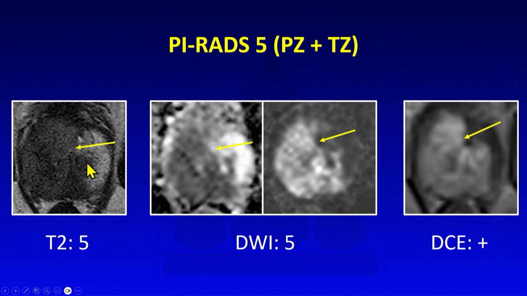Now things are getting bigger and more exciting, and then we have this very big infiltrative lesion, low on the T2, low on the ADC, high signal on the high B value, and then positive on the DCE. And this is an aggressive looking lesion crossing both the peripheral zone and the transition zone. So that's kind of the aggressive behavior that you need to worry about. And also based on size, that's what makes it a PI-RADS 5.